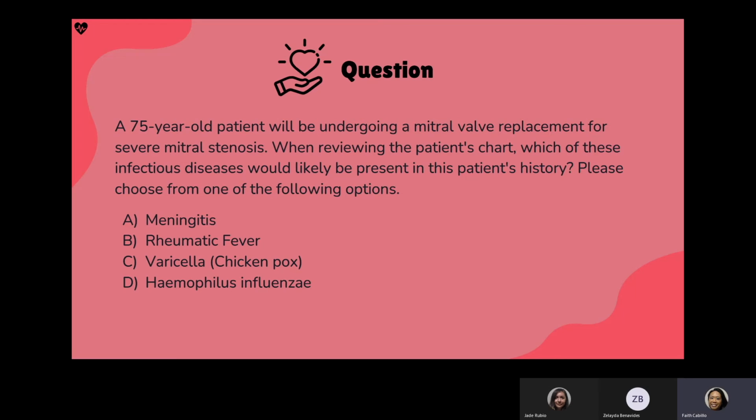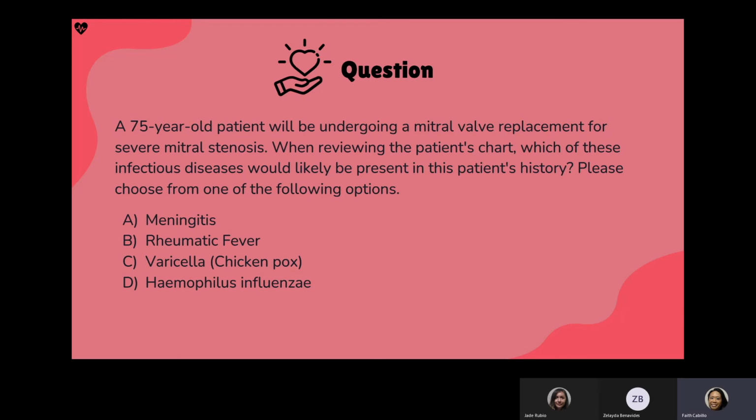Well, meningitis is an infection and inflammation of the meninges. This is going to affect your brain rather than your heart, so you can eliminate this one. Haemophilus influenzae is a bacteria that affects your lungs, bones, joints, and skin. This bacteria actually causes meningitis and does not affect your valves, so you can cross that one out. Varicella is a virus that affects your skin. This has nothing to do with your heart valves, so you can eliminate it also.